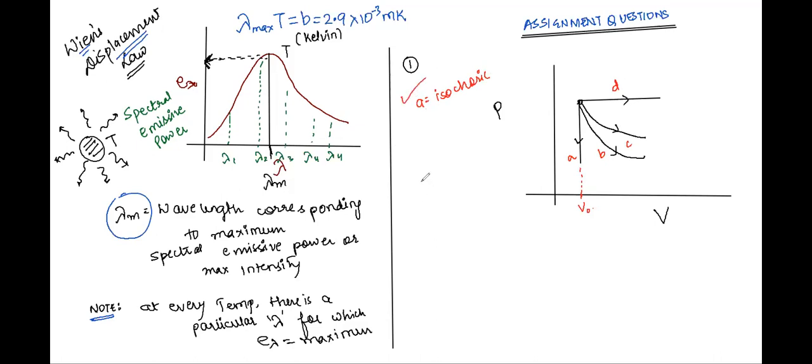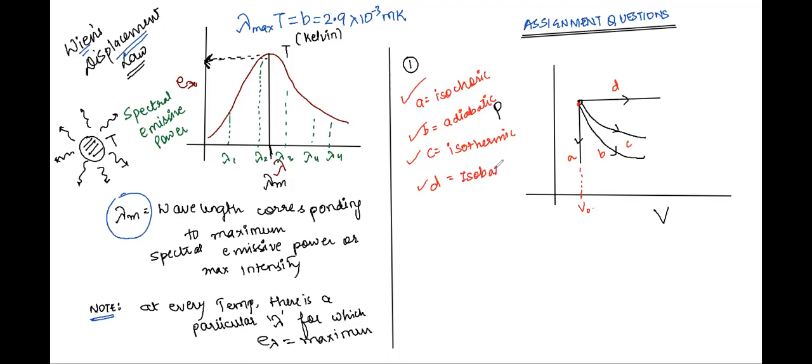What's next? B is adiabatic. How did you find out whether B is adiabatic or C is adiabatic, Karuna? Because adiabatic has a larger slope. Yes, absolutely correct. So B is an adiabatic process. What about C? C is isothermal. And D is isobaric.